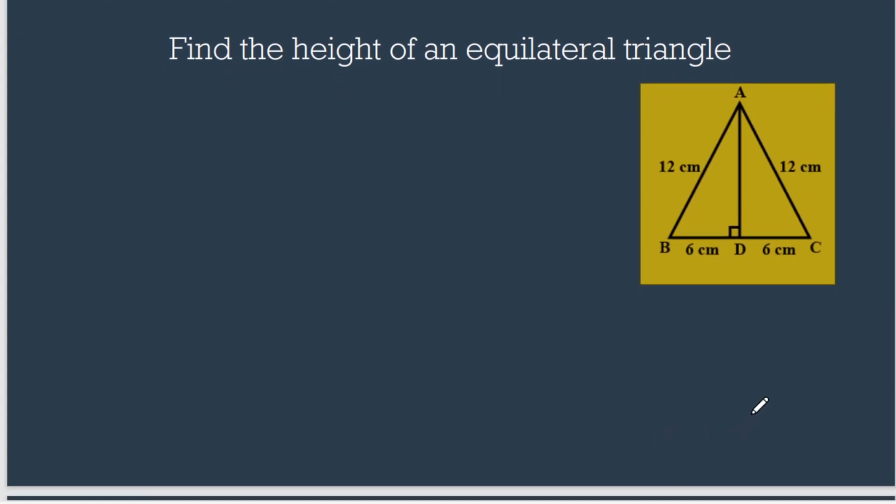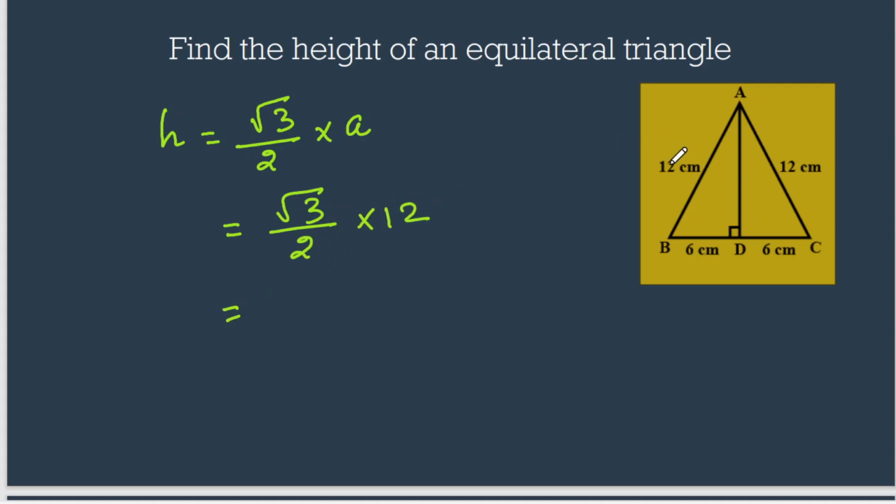Find the height of an equilateral triangle. So our h is again, what is the formula for h? That is root 3 by 2 into a. Remember, this is the formula for finding the height only for an equilateral triangle, not for others. So h equal to root 3 by 2 into a. What is a? A is our 12. So 2 6s are 12. So our answer is 6 root 3 centimeter.